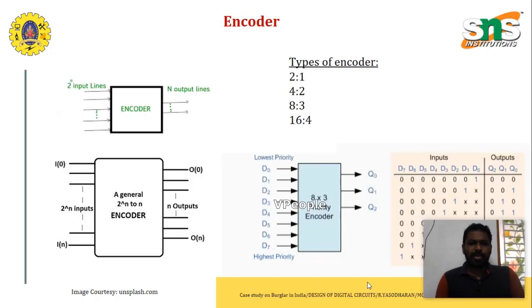First, the encoder. An encoder consists of 2^n inputs and n output lines. The n output lines will be selected with the help of select lines. So specific information will be encoded and then sent via the multiplexer. The different types of encoders are 2:1, 4:2, 8:3, and 16:4. The commonly used encoder is 8:3.